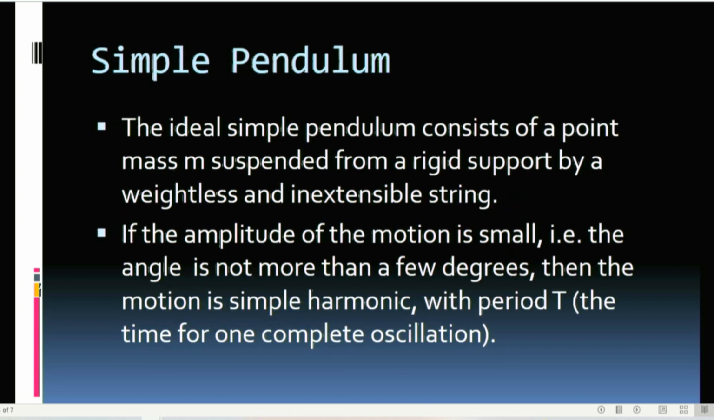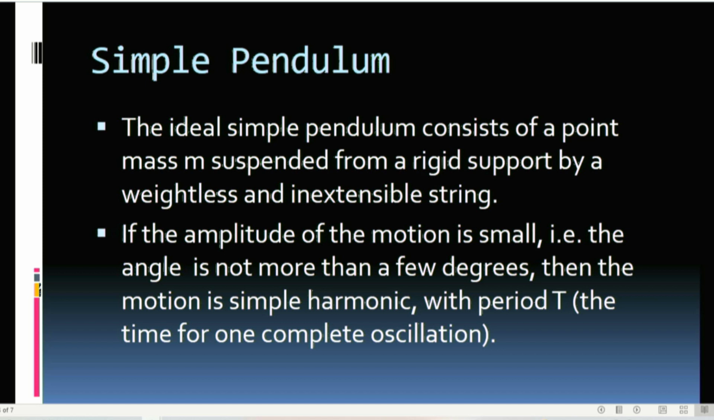Now, the simple pendulum. The idea of the simple pendulum actually consists of a point mass, you name it M, that is suspended from a rigid support, most likely a retort stand, by a weightless and inextensible string. And most times, for this weightless and inextensible string we use thread.